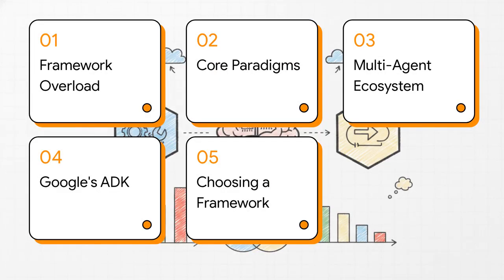Okay, let's dive into this. Here's our roadmap for today's explainer to help reduce some of that cognitive load. First, the agent framework overload. Second, core orchestration paradigms. Third, the multi-agent ecosystem. Fourth, Google's modular ADK toolkit. And fifth, choosing the right framework.